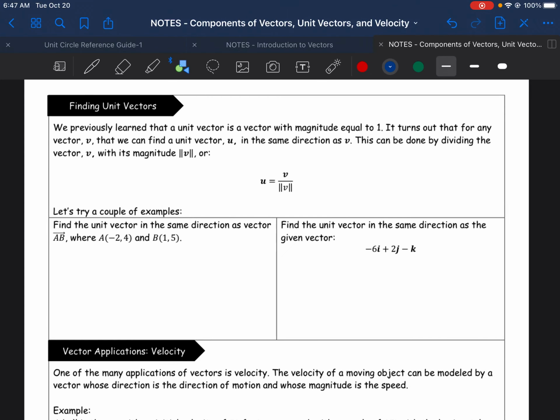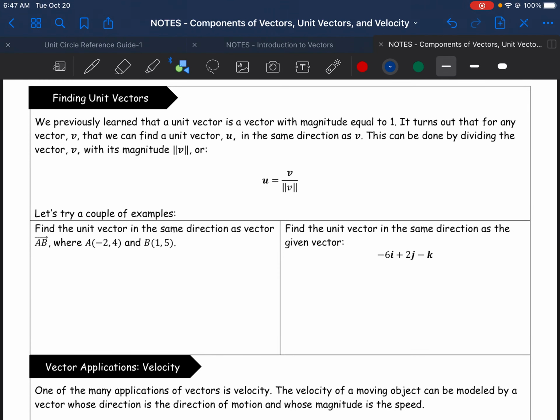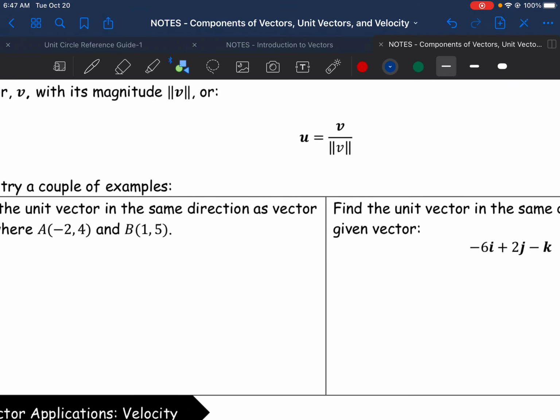All right, so in the previous video, we learned about unit vectors. We know that a unit vector is a vector with magnitude equal to 1. Now, it turns out for any vector v that we can find a unit vector u in the same direction as v. This can be done by dividing the vector v by its magnitude. So let's try a couple examples here.